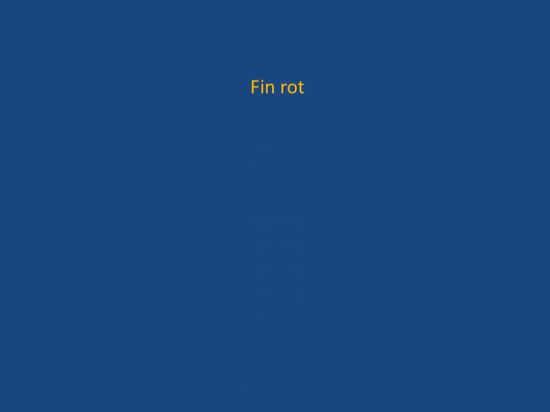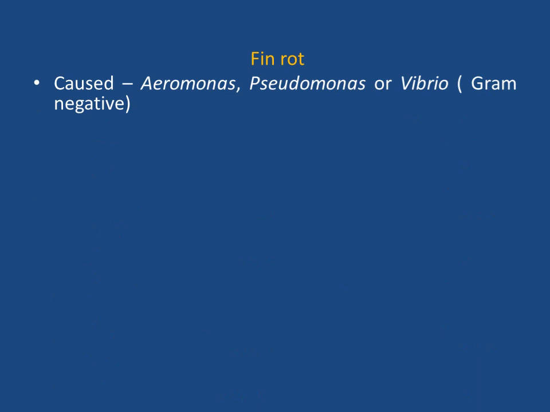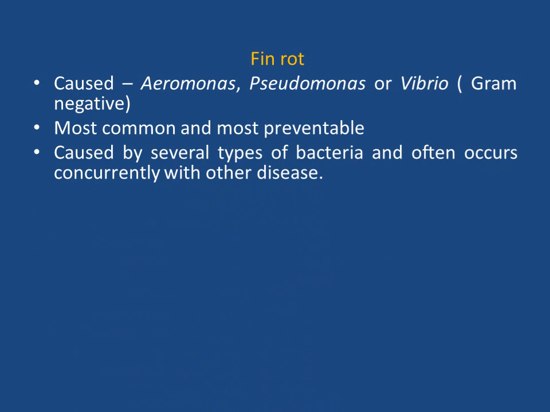The treatment is isolation and destruction of the infected fish, dipping them in potassium permanganate, and addition of streptomycin or chloromycetin. Fin rot, caused by Aeromonas, Pseudomonas or Vibrio, is the most common and most preventable, caused by several types of bacteria and often occurs concurrently with other disease.